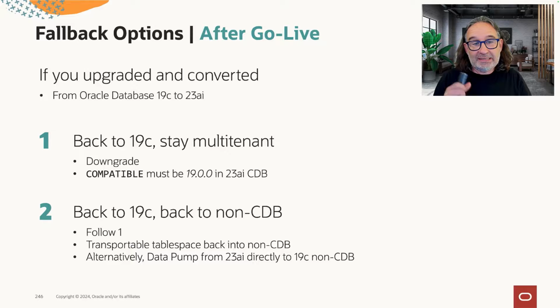If you really insist and you want to go back to 19c non-CDB, then you could still use the option before, and from there you could use transportable tablespaces back into a non-CDB environment, or alternatively use Data Pump directly down from 23ai to 19c non-CDB. Don't forget to use the VERSION parameter. Check our virtual classroom seminars about Data Pump. There we discussed that, and we have an entire fallback and rollback seminar.